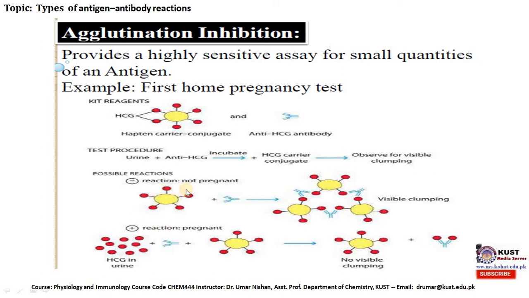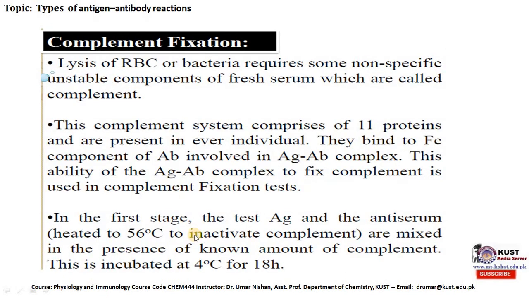So here the carrier conjugate plus antibody gives visible clumping. HCG in urine plus antibody gives no visible clumping. So the negative reaction is this, the negative result, and the positive reaction shows the pregnancy.